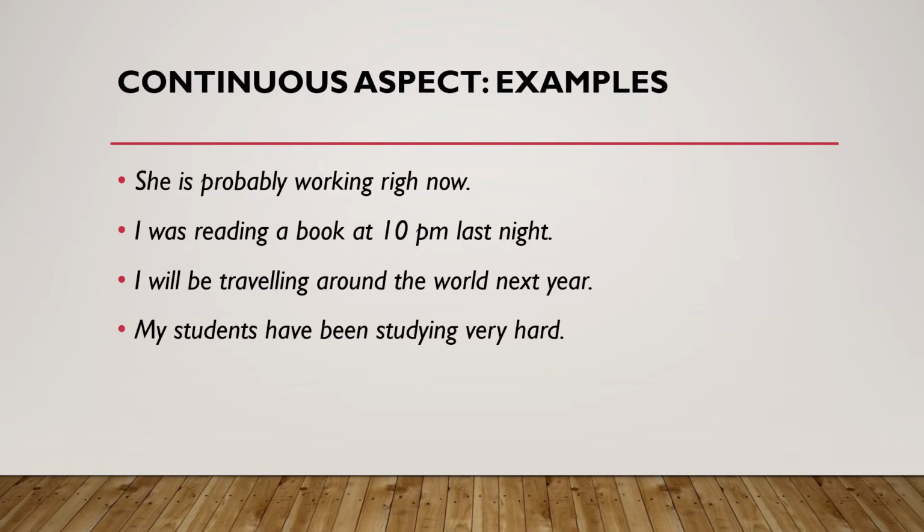Let's take a look at the example. She is probably working right now, continuous aspect in here. So we don't know if she worked before, and we don't know if she's going to work after now, however long now is. I was reading a book at 10 p.m.